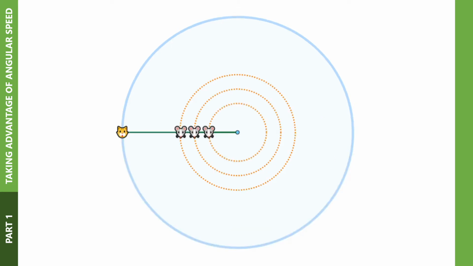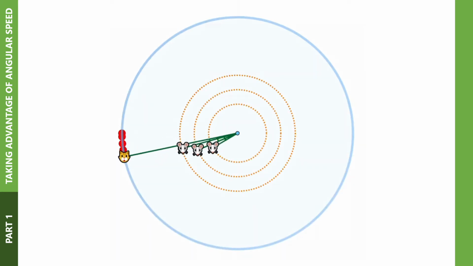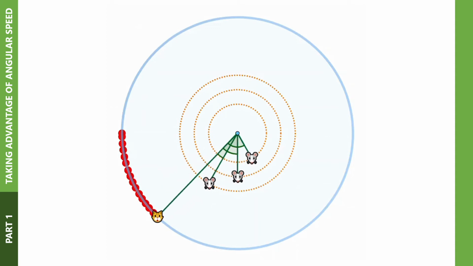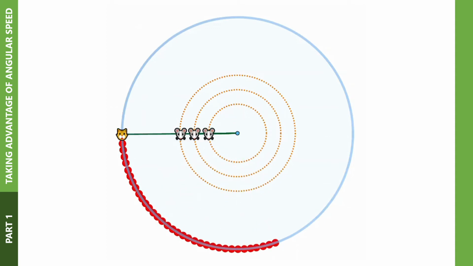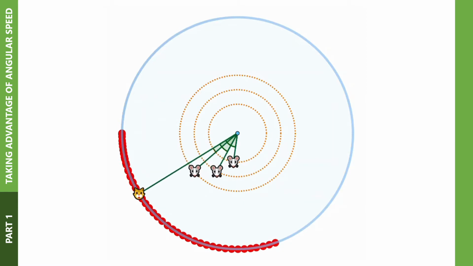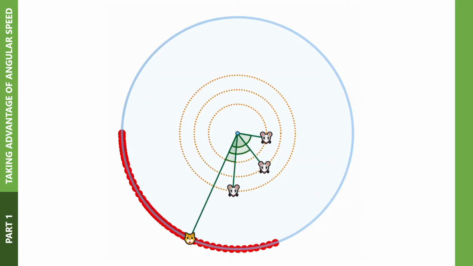Here is an animation showing this. In this animation, there are 3 mice swimming in circle at the same speed. And we can see that the one closer to the center ends up opposite to the cat more quickly.